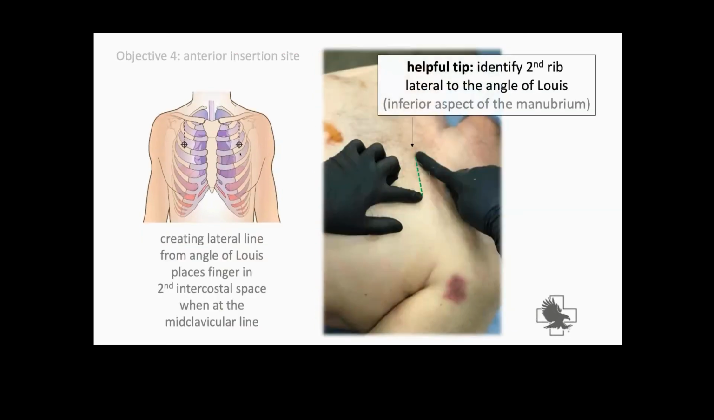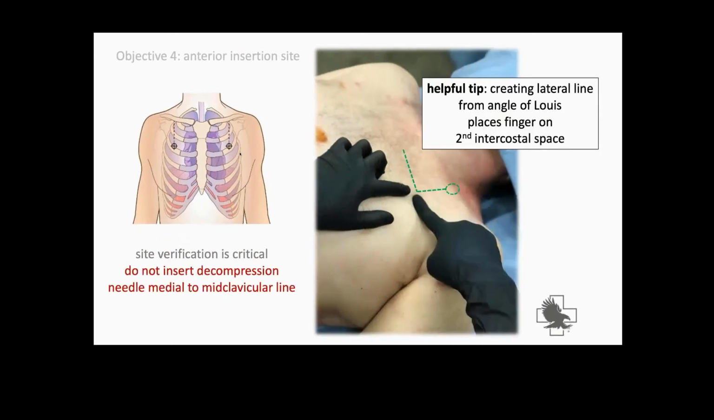And there's always the helpful tip of the angle of Louis, which is the inferior aspect of the manubrium in the center of the chest, or at the top of the sternum. And that allows you to quickly identify the second intercostal space. And you just want to move laterally to the area you've already identified as being midclavicular. So you can create a lateral line from that angle of Louis coming across down the second intercostal space to the point with your other hand that you had already identified as being midclavicular.